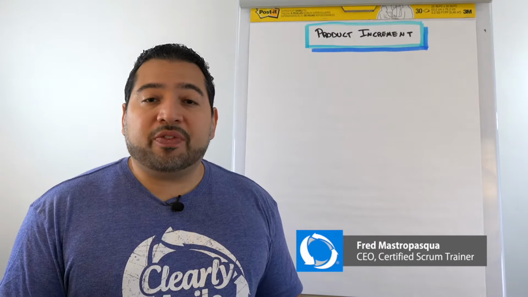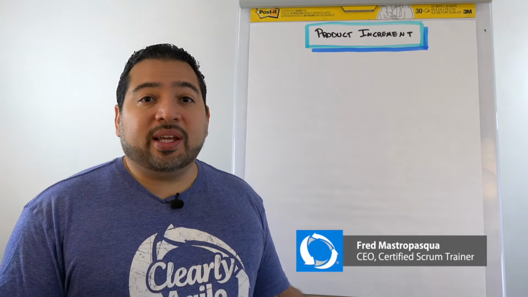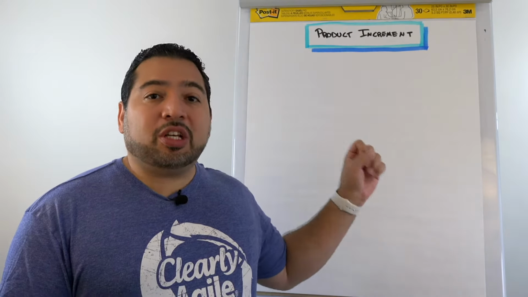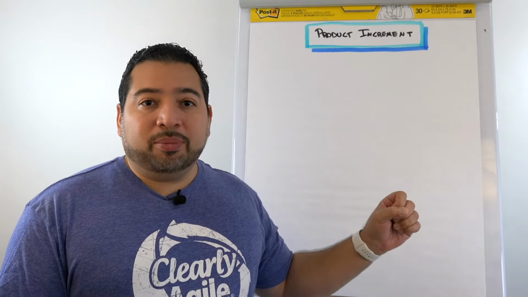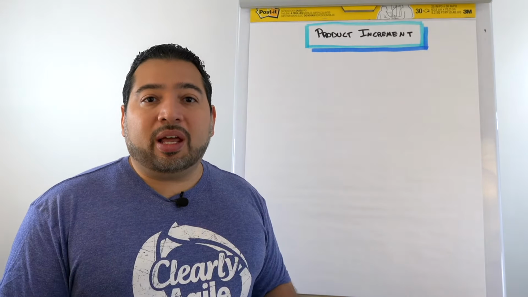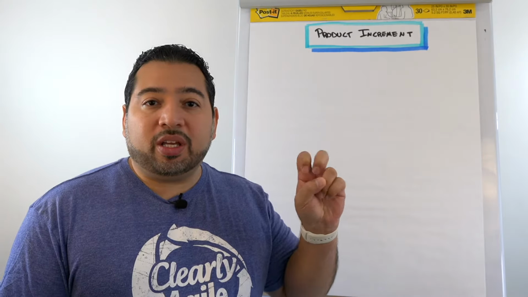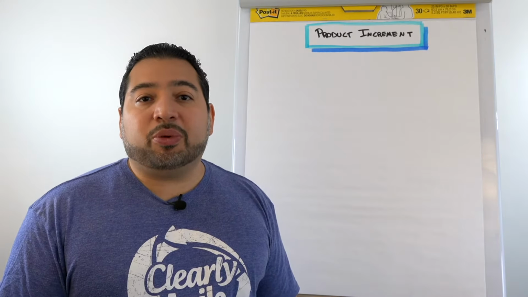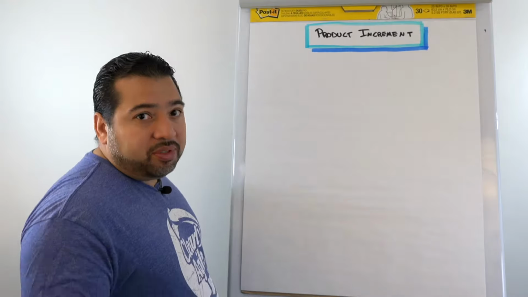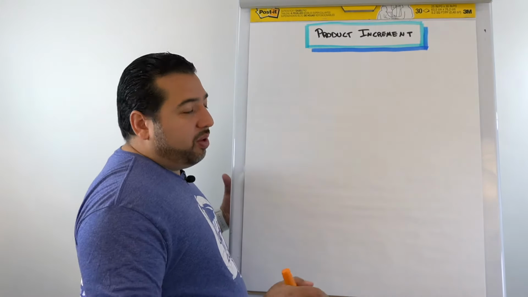I'm a Scrum Alliance certified Scrum trainer with Clearly Agile, and today I'm going to talk to you about potentially shippable product increment, PSPI. What does that mean? How do we have production-ready product at the end of a single sprint? So two examples. I'm going to give you a software example and a non-software example.